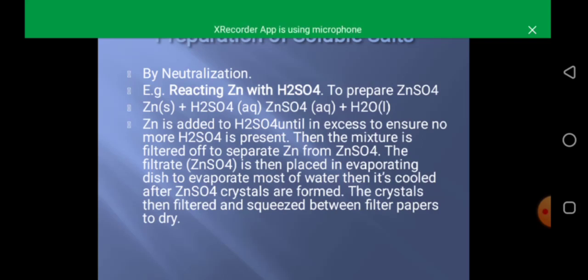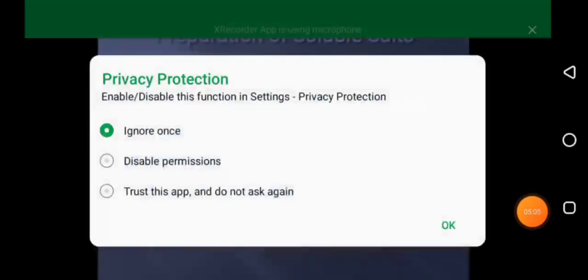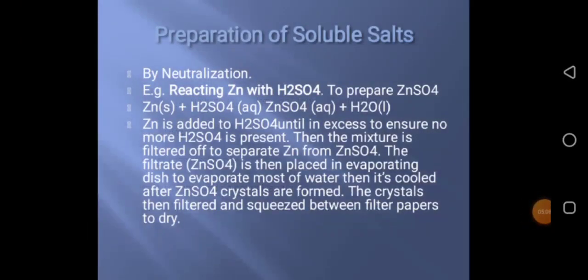Preparation of soluble salt. By neutralization, we can prepare soluble salt. Example, reacting zinc with tetraoxosulfate 6 acid to prepare zinc tetraoxosulfate. Zinc metal is reacting with tetraoxosulfate 6 acid to give zinc sulfate and water.